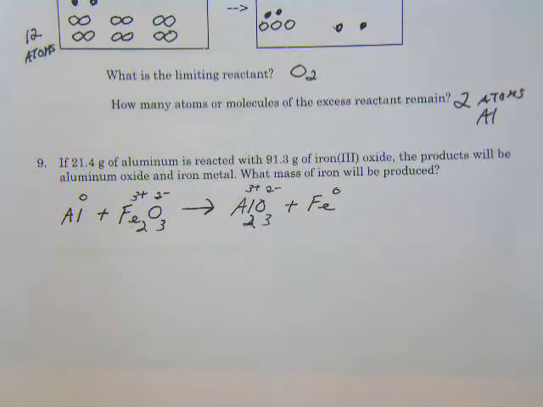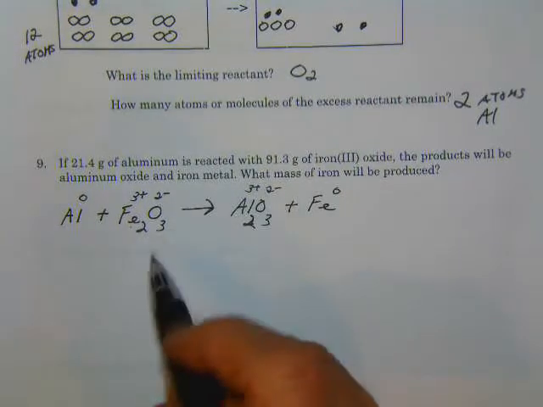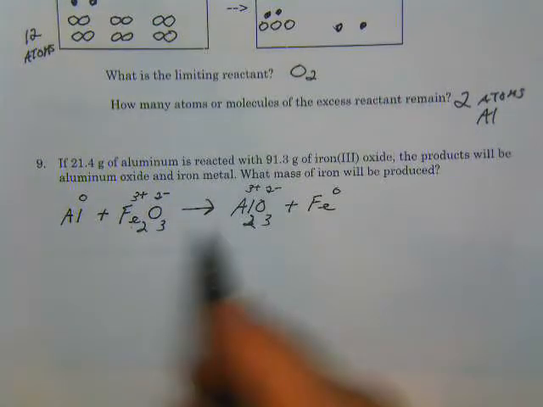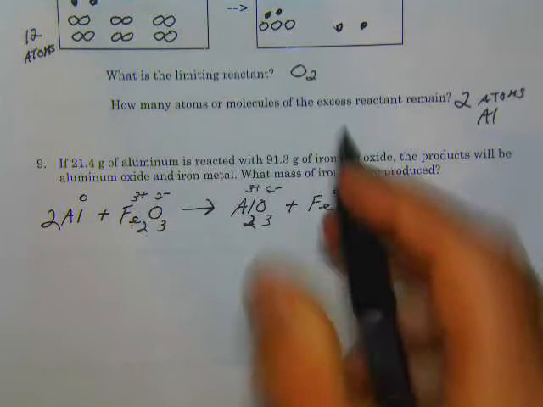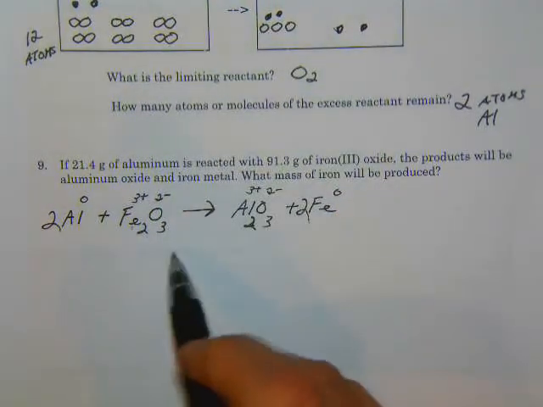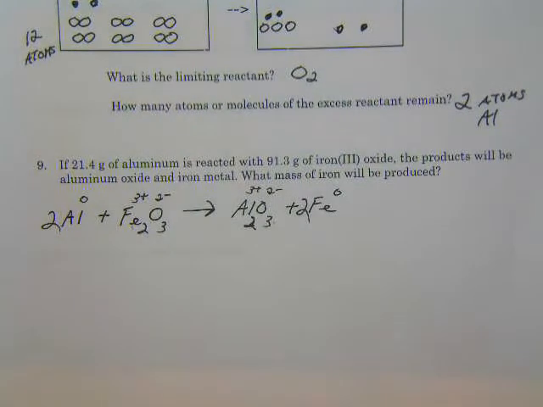So now I've got the formula balanced for charges. Now I have to come back and balance the equation for the number of atoms. Well, let's see. 1 aluminum, 2 aluminum, so we know we need that there. 2 iron, 1 iron, we know we need that there. And I think we might luck out here. 3 oxygen, 3 oxygen. So what we have is the balanced equation.